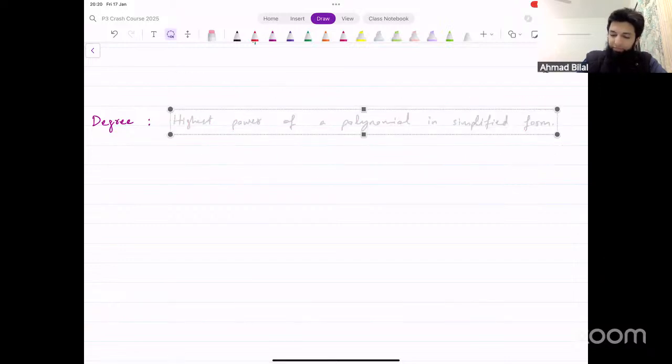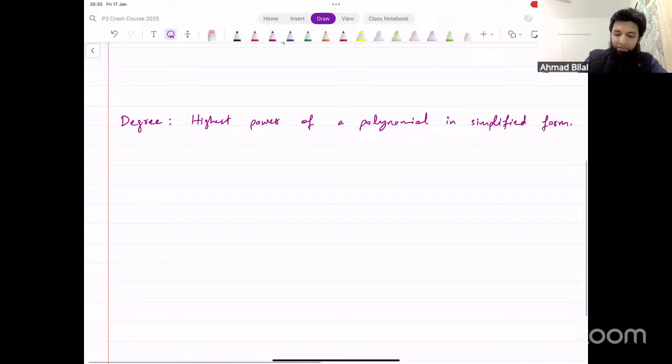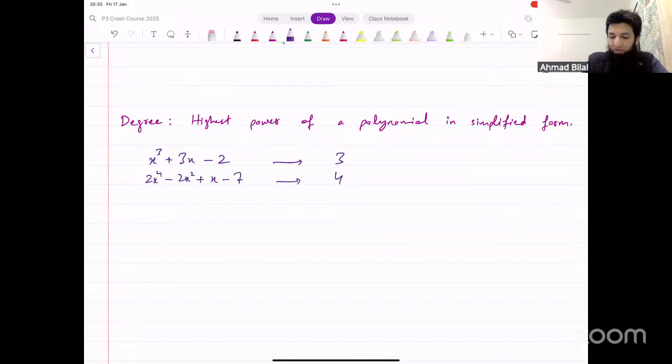For example, let's say we have a polynomial that looks like this: x cubed plus 3x minus 2. What's the degree of this polynomial? It's 3 because the highest power is 3. Okay. If we have 2x raised to the power 4 minus 2x squared plus x minus 7, what's the degree of this polynomial? It's 4. If I have x plus 1 into 2x plus 1 into 2x squared plus 1, what's the degree of this polynomial? Anyone? 3, right? Because when you simplify this, x into 2x squared, the highest power is 3. Similarly, if you had 2x plus 1 into 1 plus x whole squared, what about this?